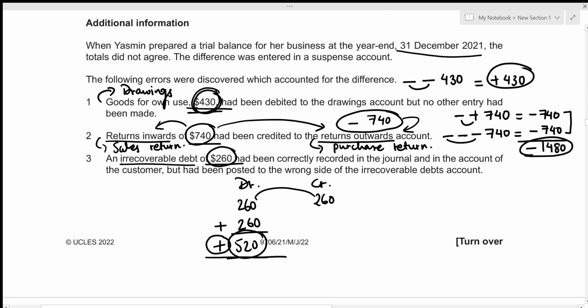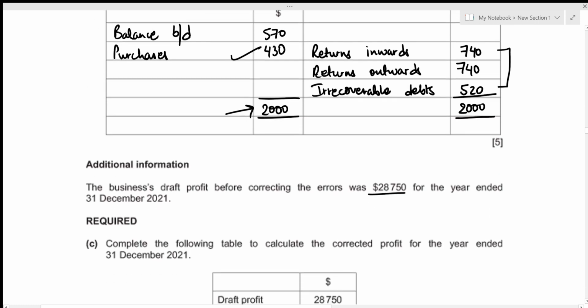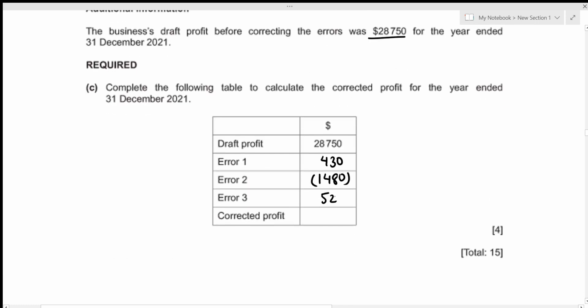But like I said before, if we include it once, that results in the cancellation and does not show the balance of 260 as we require. So we actually need to include the value of 520 in our irrecoverable debt, right? So that's plus 520. But we know that irrecoverable debt is an overhead which needs to be subtracted in order to figure out the profit. So that's negative and a positive, which make up a negative. So in order to figure out our correct profit, we need to subtract 520 as part of the correction of error 3. Let's write it down. That's 520, but negative value, so we will record it in a bracket.